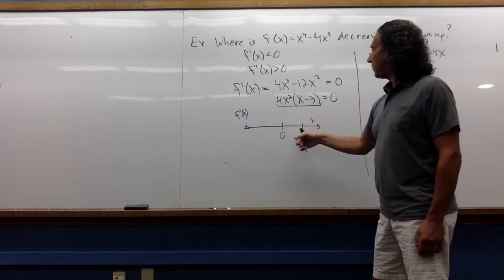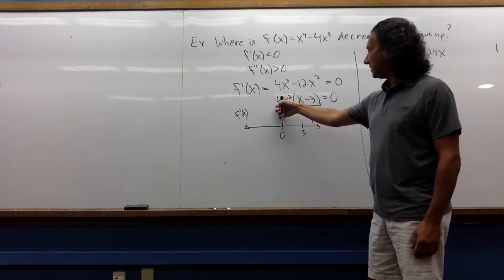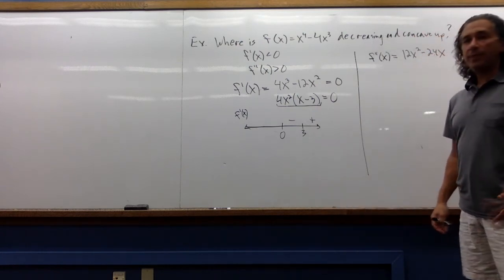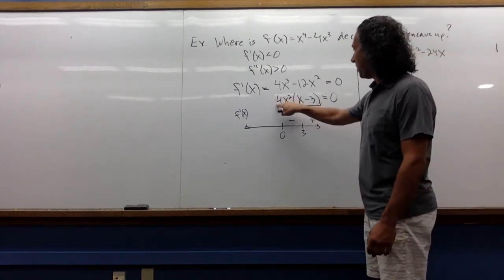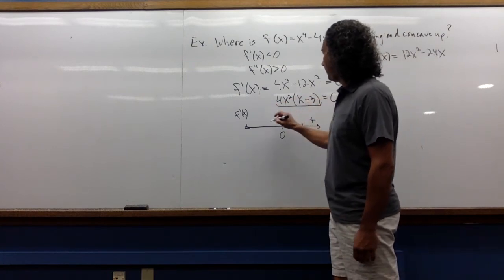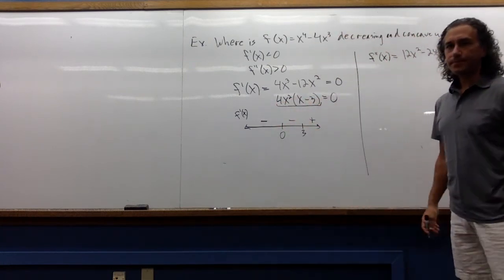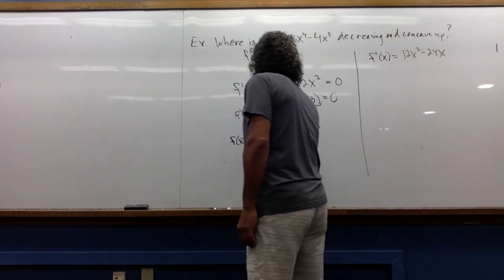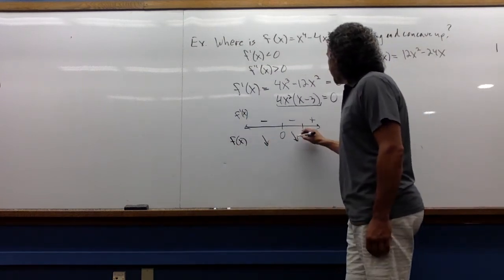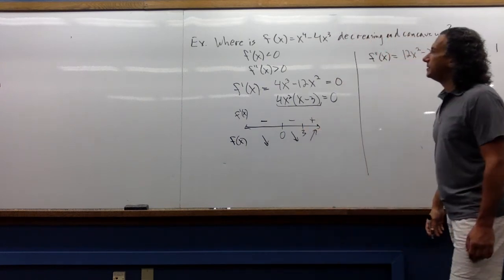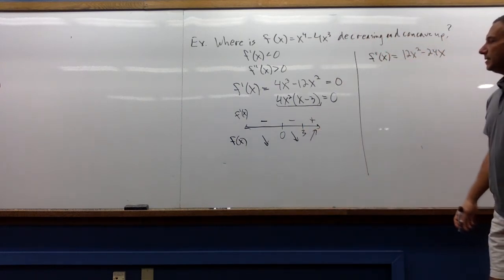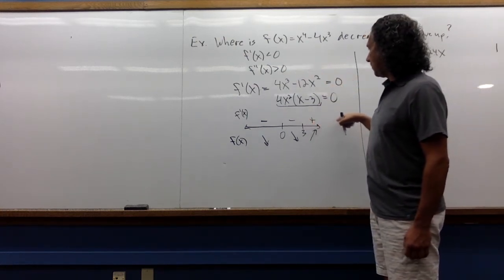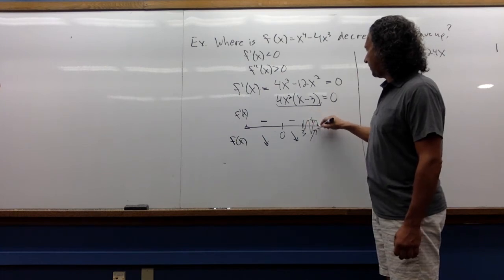If I plug in a number between 0 and 3, like 1, I get positive, positive, negative. That product is negative. If I plug in negative 10, I get positive, positive, negative, or negative. So this tells me that f of x is going to be decreasing, decreasing, increasing. All right, so f prime of x has to be less than 0, so this isn't even going to work for me anywhere here. So I'm just going to get rid of this stuff.